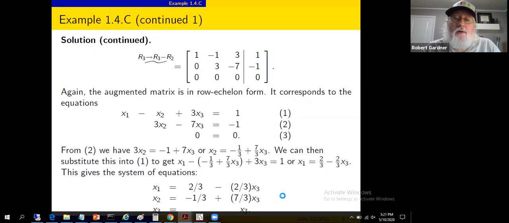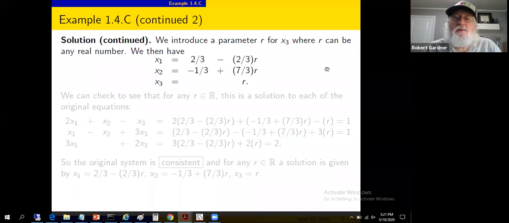So what we now have is x1, x2, and x3 in terms of x sub 3. We're going to introduce a parameter. This is what the hint meant. R for x sub 3. And write x1 equals, x2 equals, x3 equals in terms of that parameter R. We're stuck with fractions. This could have been done a different way without fractions.